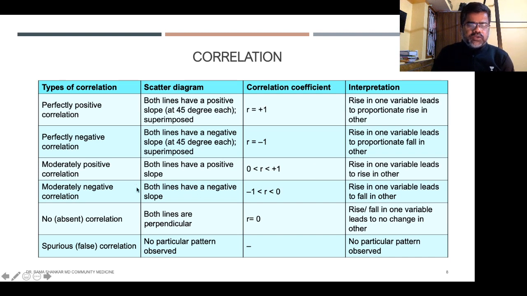Moderate positive correlation: there is a correlation, but you cannot say it is directly proportional. Then you have moderate negative correlation: there is a correlation in the opposite direction, but it is not perfectly negative. Then there is absent correlation, where there is no correlation. And the last is false correlation, where you try to exhibit a correlation where actually there is none. That is spurious correlation or false correlation. Okay. So these are the terminologies you need to understand when we talk about correlation.